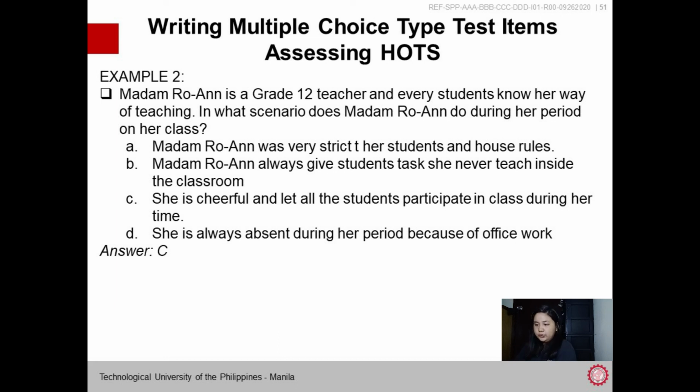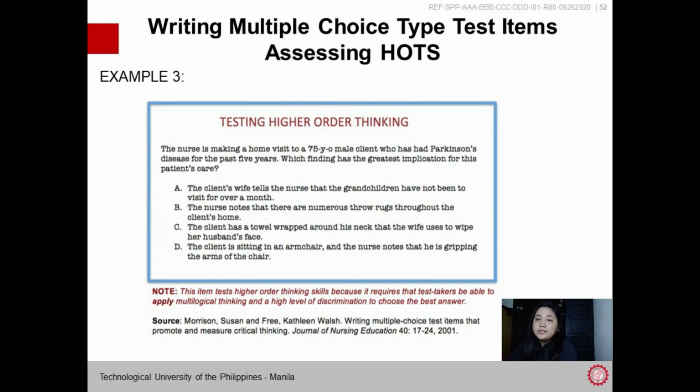Example rin yan ng isang situational or ng isang type of item sa multiple choice na nagde-develop ng higher order thinking skills ng isang student. So, sa kabuuan, ang higher order thinking skills hindi lang siya through memorizing or reviewing or simply recalling.